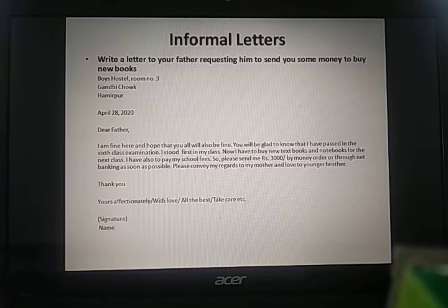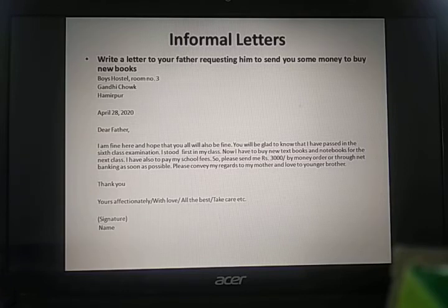So here you can see only the sender's address is given. Boys Hostel, because you are staying far from your home. You are staying in a hostel of a school, and you wanted to have some money, so that is why you are writing a letter to your father. So you are mentioning your own address here, Boys Hostel, room number 3, Gandhi Chowk, Hamirpur. Okay, and then the date has been mentioned here, April 28, 2020. There is no receiver's address and no subject mentioned here. Then direct salutation, dear father, and then the main body of the letter.